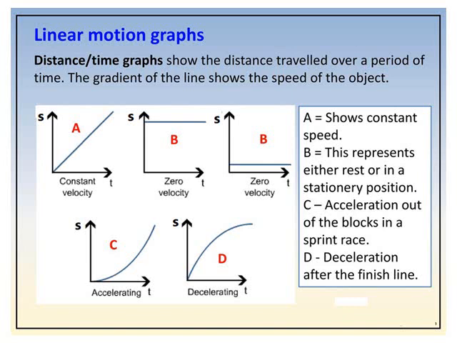And look at the graph C. It is a curved line. And look at the graph D. It is also a curved line but opposite in nature to C. The curve C represents acceleration, whereas the curve D represents deceleration.